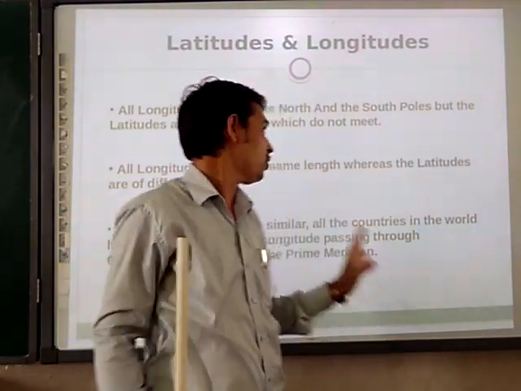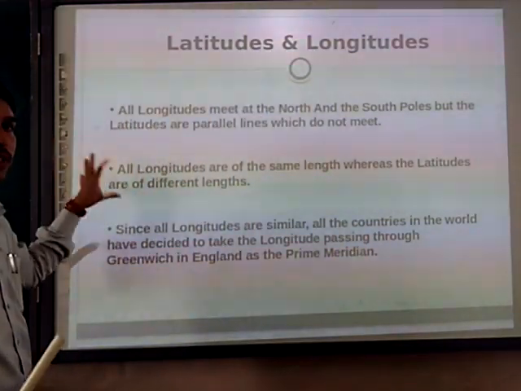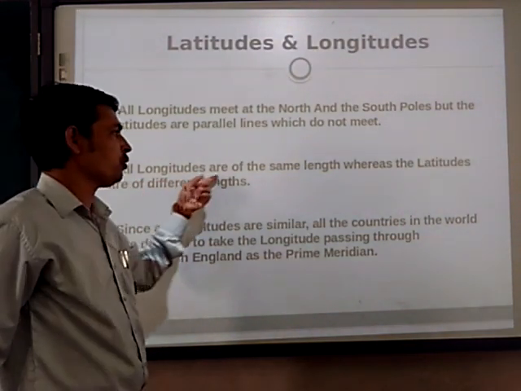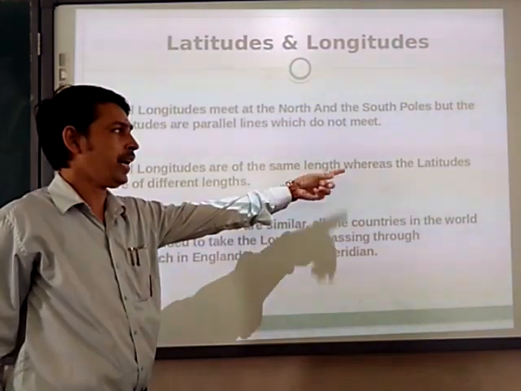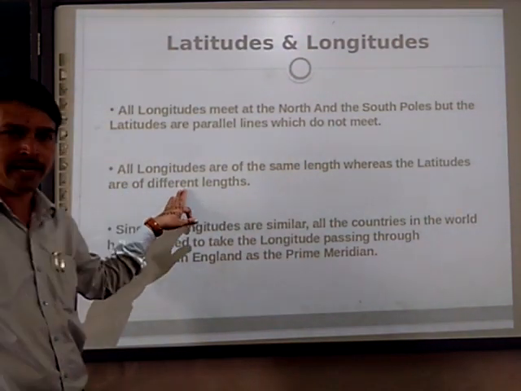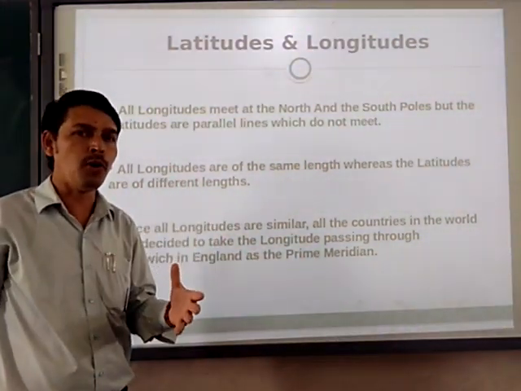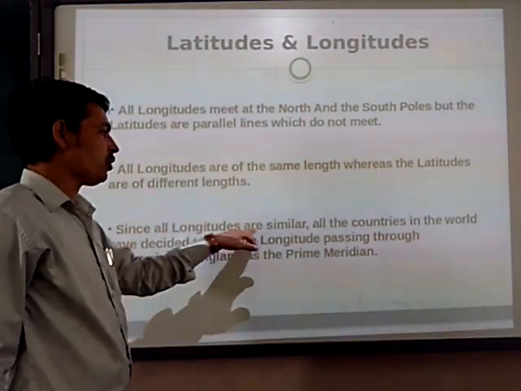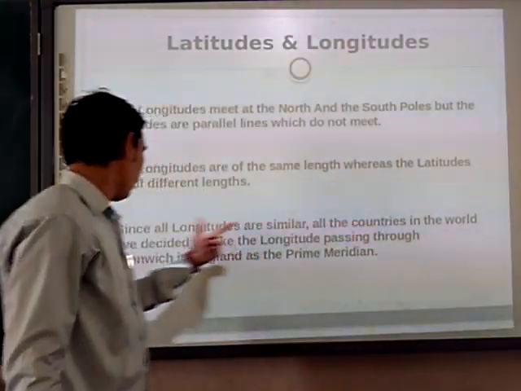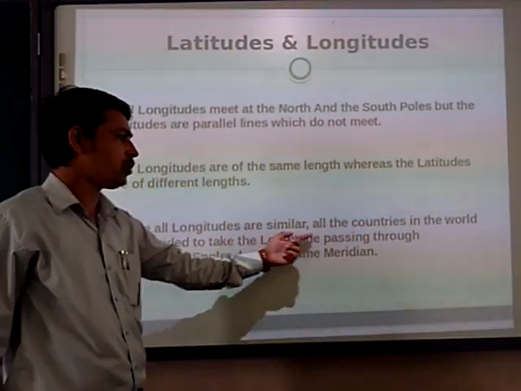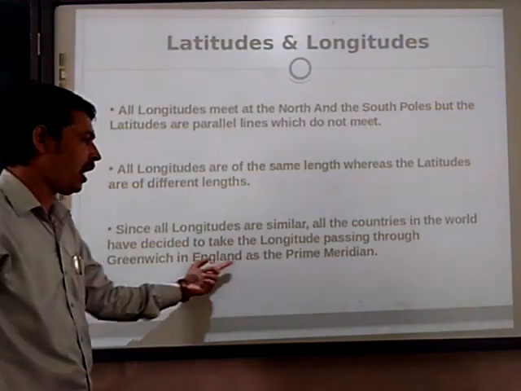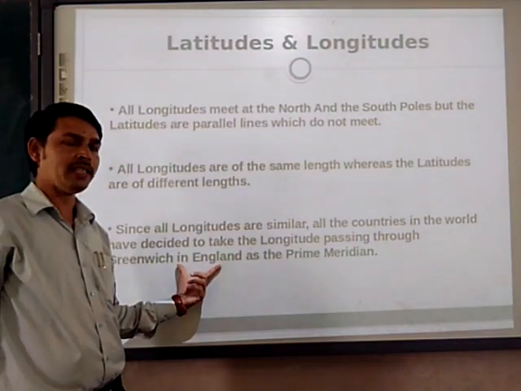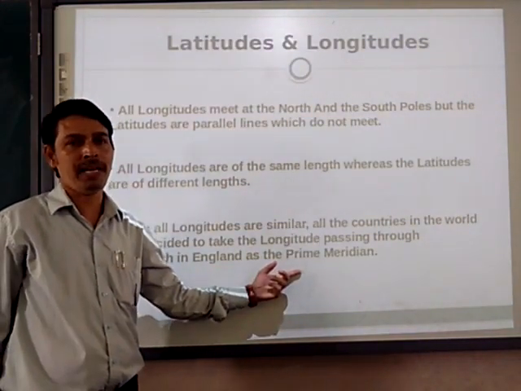Moving further to discuss longitudes more and how the time is fixed. All longitudes are of the same length, whereas the latitudes are of different lengths, as we already saw with the help of the globe and the diagram. Since all the longitudes are similar, all countries in the world have decided to take the longitude passing through Greenwich, England as the prime meridian.